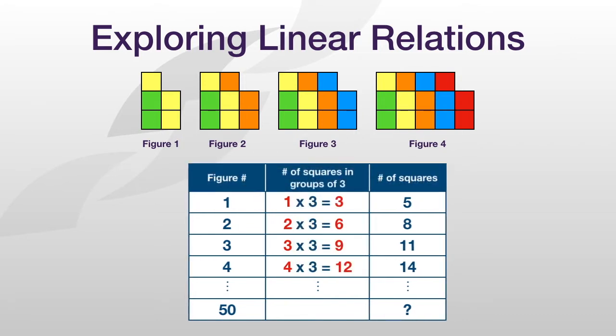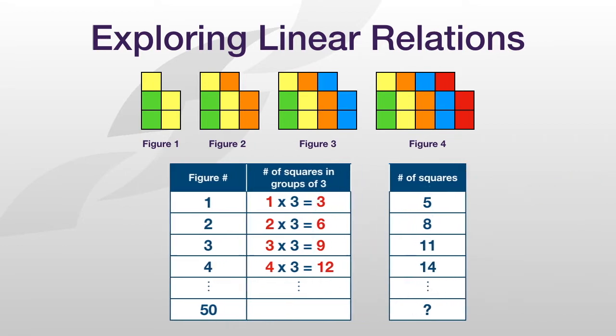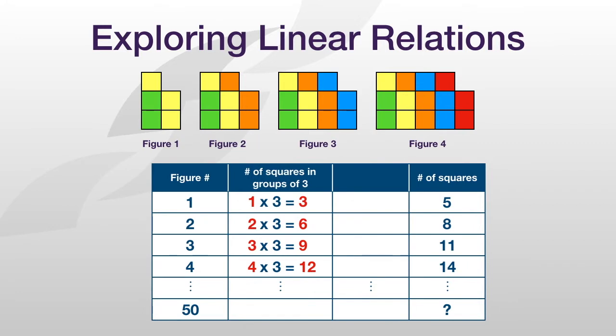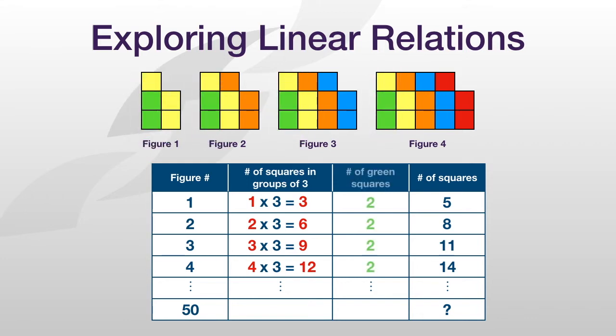This then helps us to count how many of the total number of squares are made up from these groups of 3. How then can we determine how many squares are in each figure altogether? What is the difference between the numbers in these columns? Let's add another column to our table to count the missing squares. You may have noticed that the only squares left to count are the green ones. And in each figure, there are exactly 2 green squares. So to determine how many squares are in each figure, we multiply the figure number by 3, then add 2.